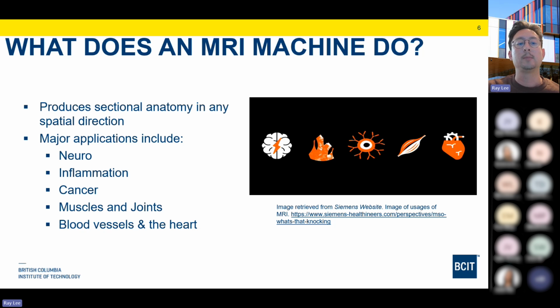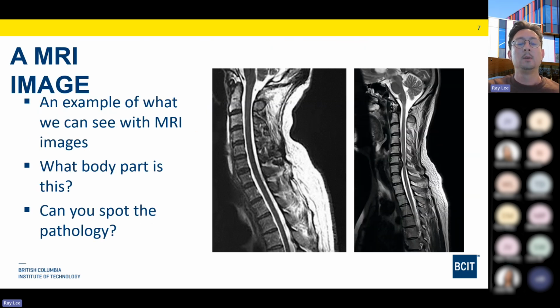Once again, some of the major applications where MRI is very helpful to diagnose any disease or condition are neuro, looking at inflammations, cancers, muscles, joints, and then the blood vessels and the heart. So this is an example of what an MRI image looks like. This is a side view, or a sagittal view, of the neck.